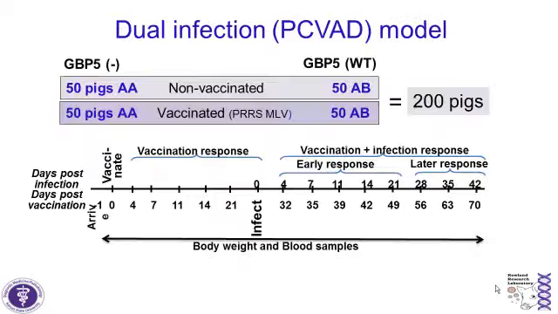And then the dual infection model that Jack talked about. This is really a disease model. And if it's going to be a disease model, we need something to describe disease. And this is where we looked at clinical signs.